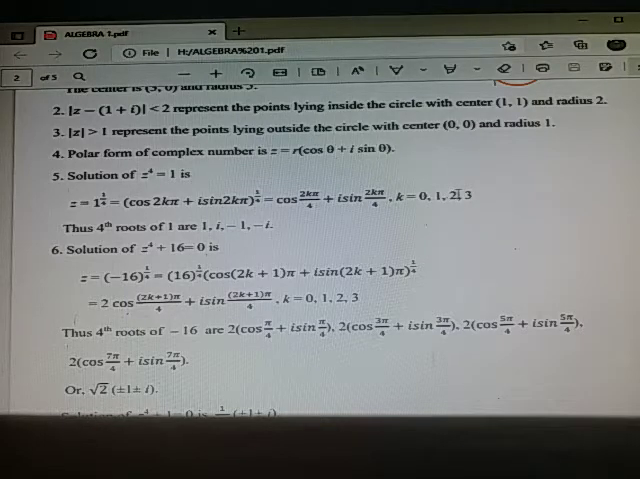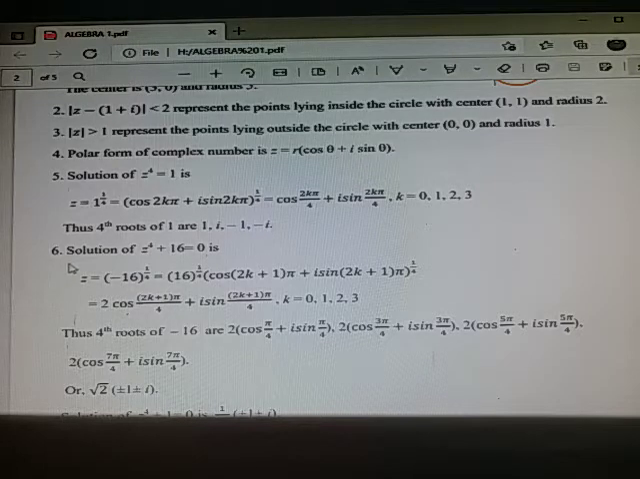So this is 0, 1, 2, 3, and you put the values. So at 0 it is 1, at 1 it is 2 pi by 4. 2 pi by 4 means pi by 2. So cos pi by 2 plus i sin pi by 2. So this value is i. Then this is minus 1.